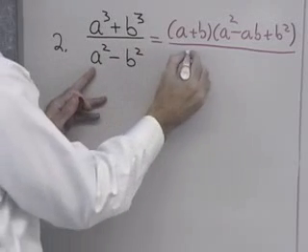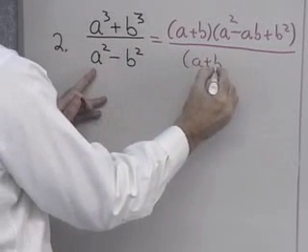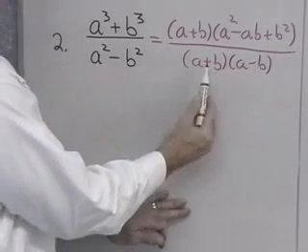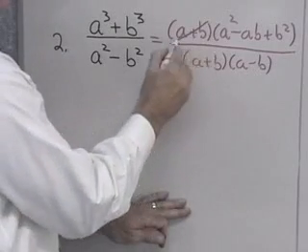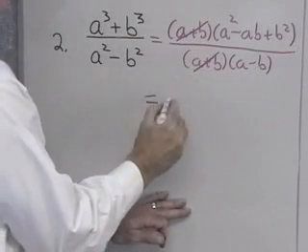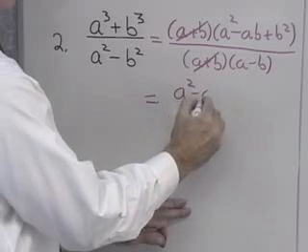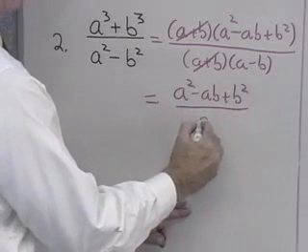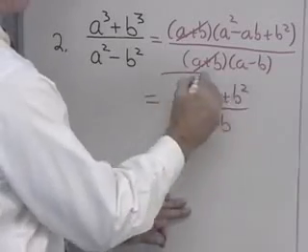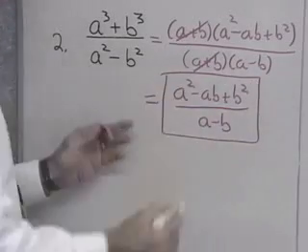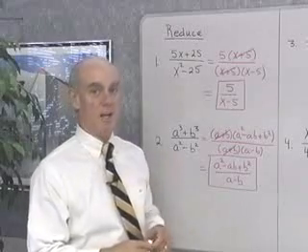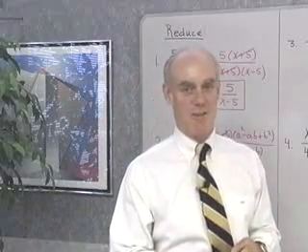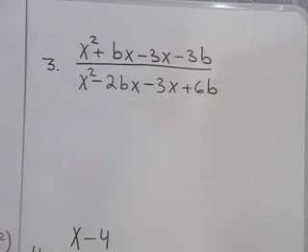The difference of two squares is a plus b times a minus b. I notice that I have an a plus b common to each term. I'll divide those out. What's left is a squared minus ab plus b squared over a minus b. So that's the reduced version of this rational expression. Again, I reduce to lowest terms by factoring and then dividing out any factors they have in common. Let's look at the next problem.